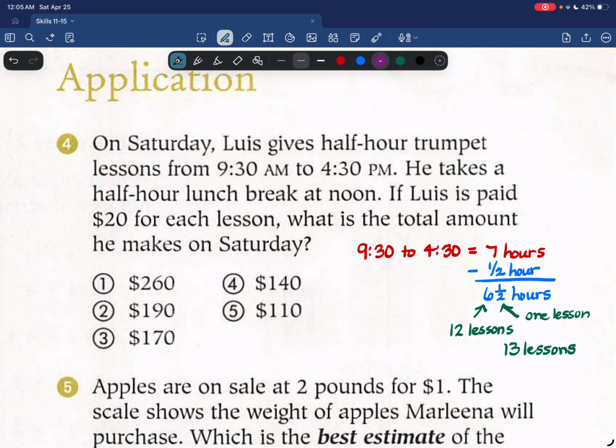And then finally, 13 times 20, this is not a calculator, so I'll bring down the 0. 2 3s are 6 and 2 1s are 2. I like answer number 1. $260, not a bad way to spend a Saturday.